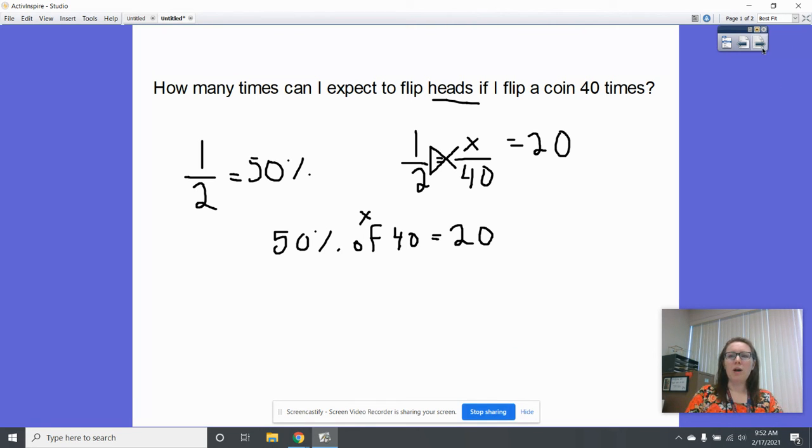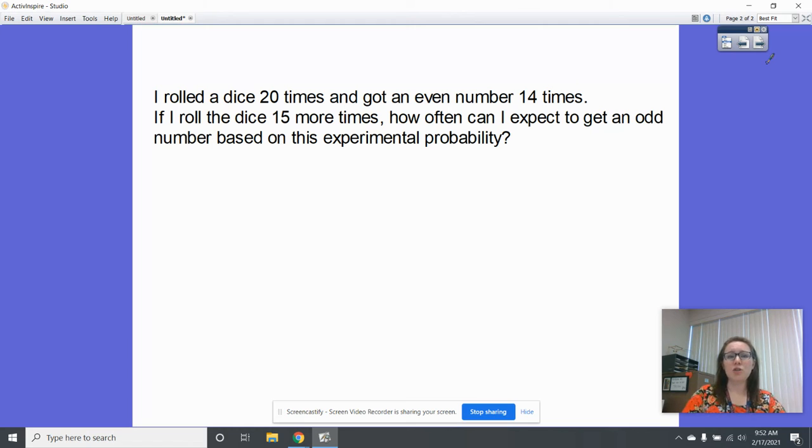That's in theory. Well, we know that just because we think in theory that should happen, it doesn't guarantee it's going to happen. So let's take a look at our next problem. I rolled a dice 20 times and got an even number 14 times. If I roll the dice 15 more times, how often can I expect to get an odd number based on this experimental probability? Well, this says that my experiment shows that I got an even number 14 times out of 20. Well, we know that half the numbers are even and half the numbers are odd. So I would have expected, based on my theoretical probability, that it would have been 10 out of 20 times I got an even number.